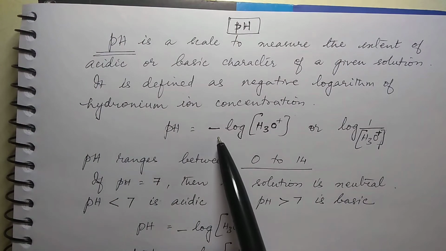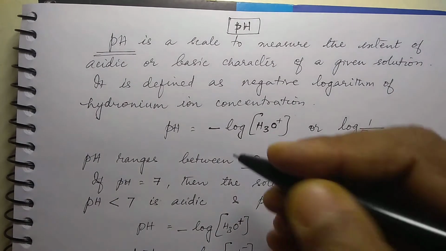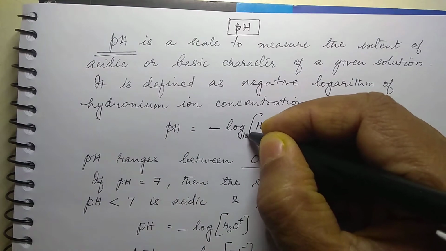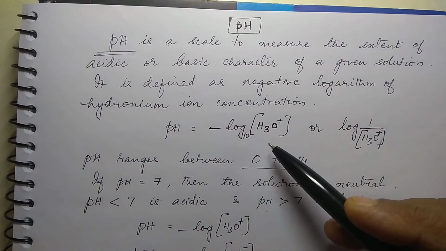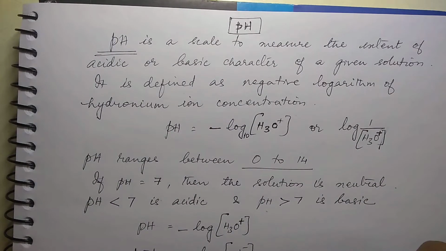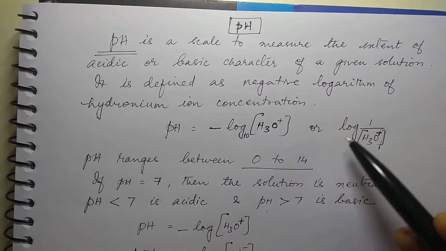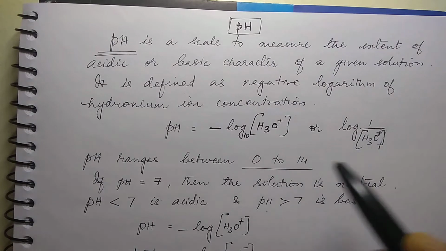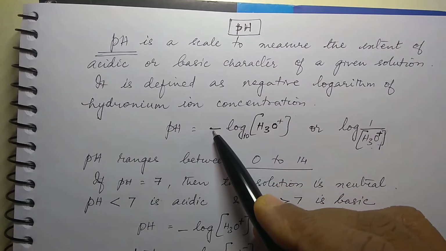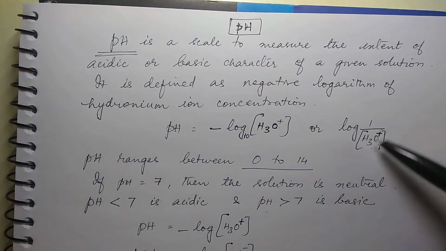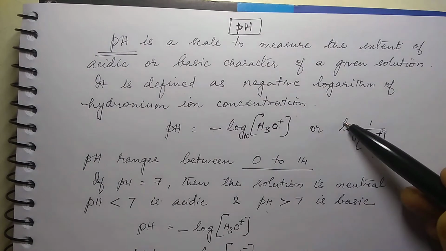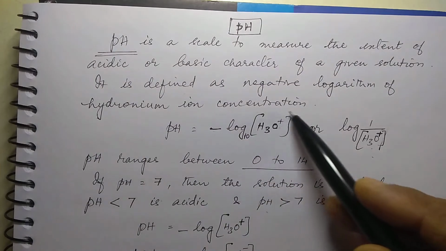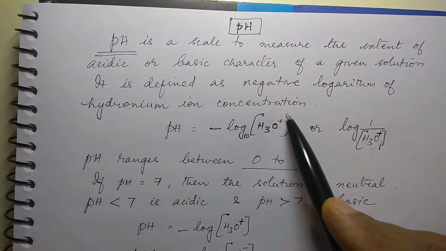So pH is equal to minus log to the base 10 of H3O plus concentration. Or you can say log 1 upon H3O plus. If you want to remove this minus, you can write it as 1 upon H3O plus. So you can write either this way or that way, but generally we write it this way only.